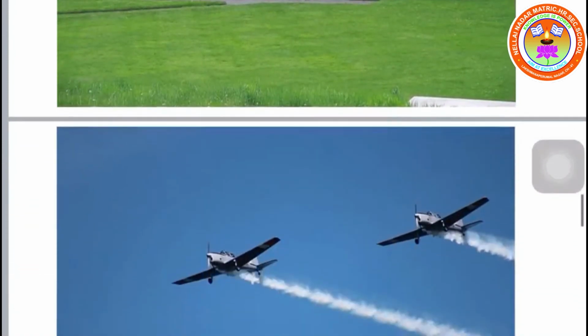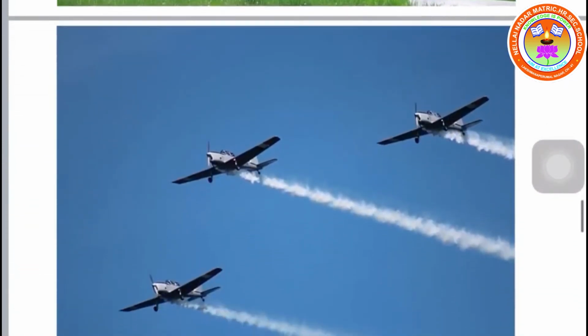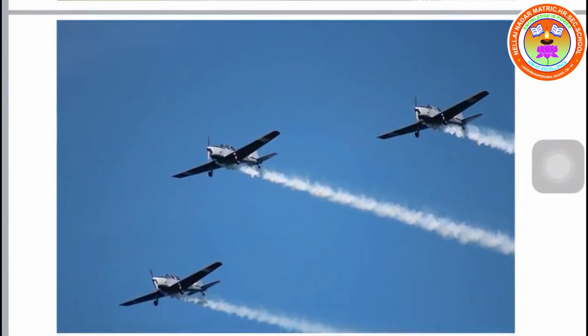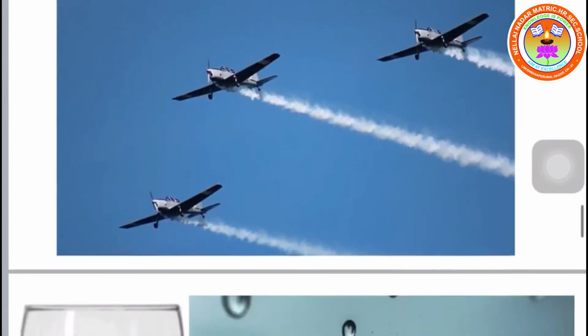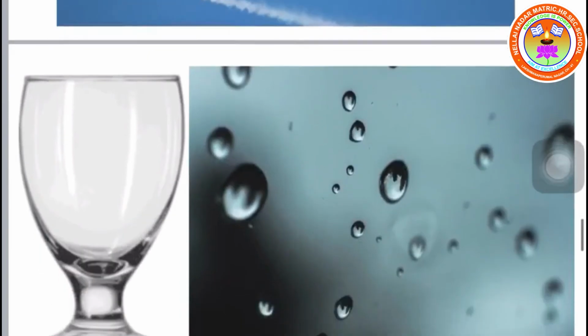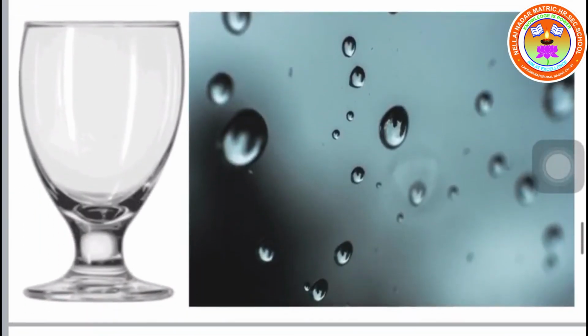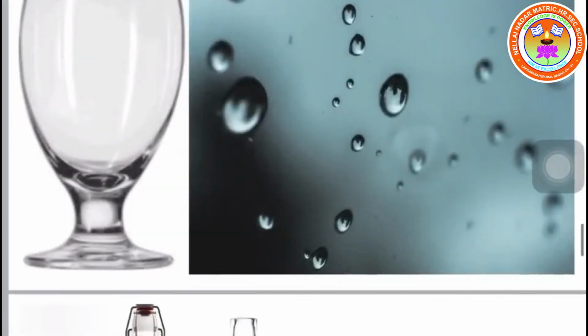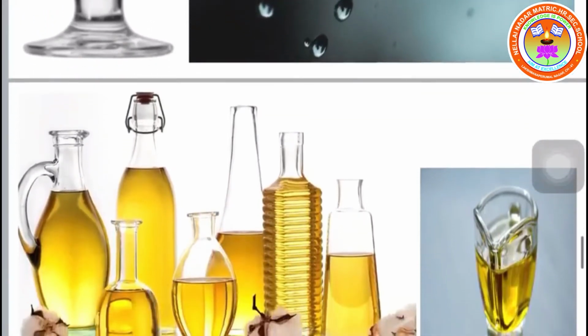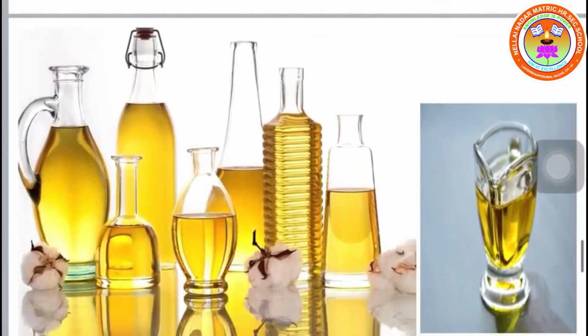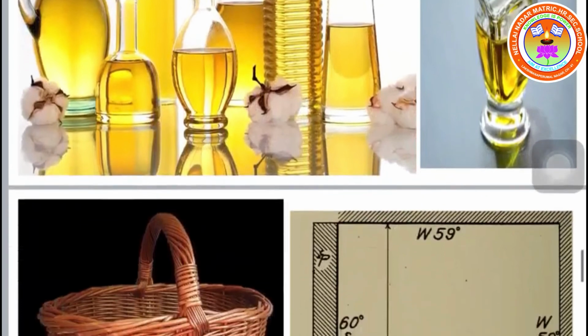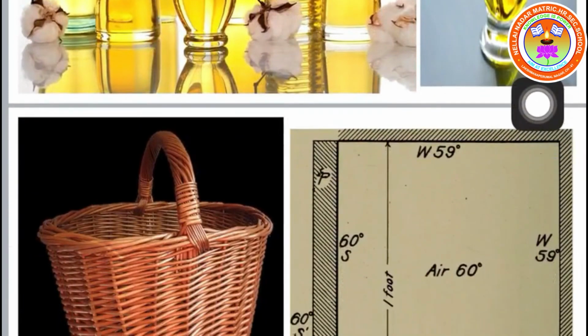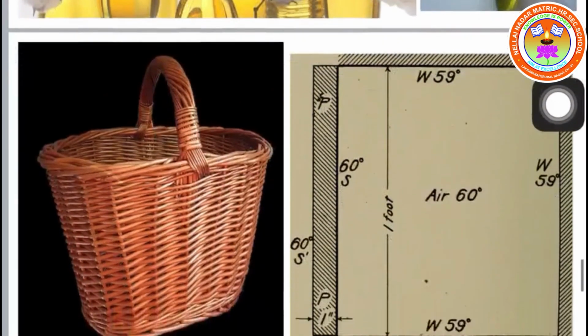Here are some examples of transparent objects: air, glass, and pure water. Oil is an example of a translucent object. This basket and board are examples of opaque objects.